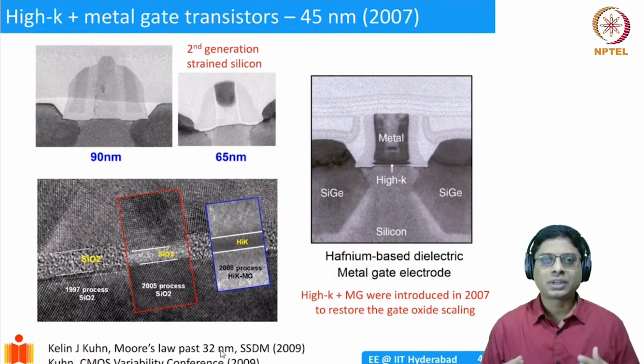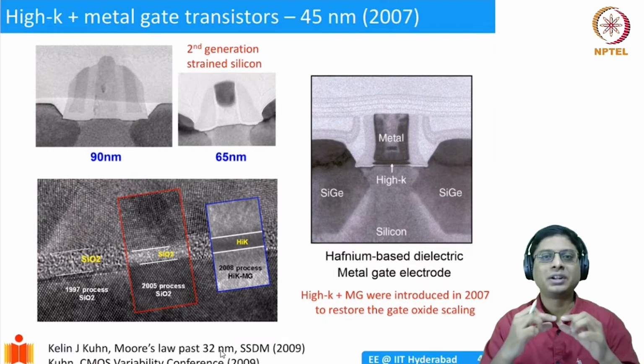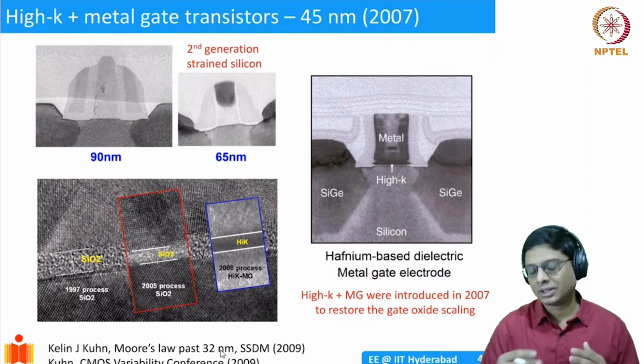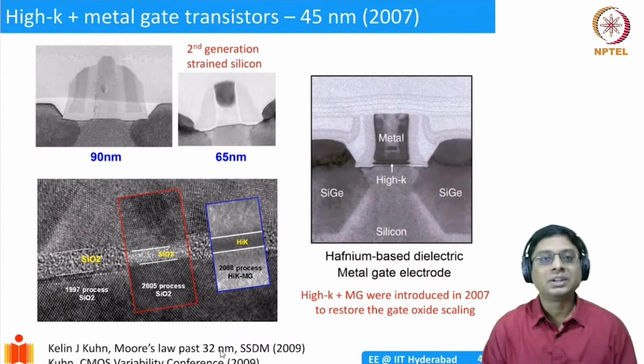When we introduced the MOS capacitor, we talked about the oxide thickness, and we said that oxide thickness was coming down to nanometer scale. That was a major problem. And one of the ways to overcome it was to introduce a high K metal gate, or rather a high K dielectric. This is what was done in 2007.